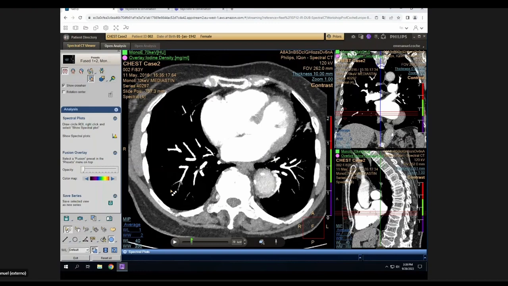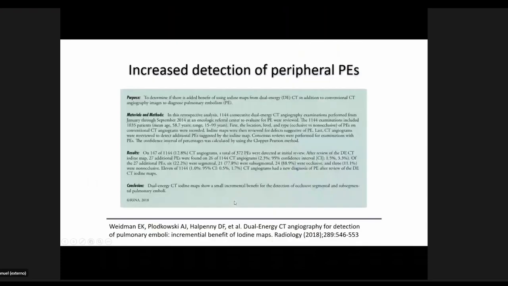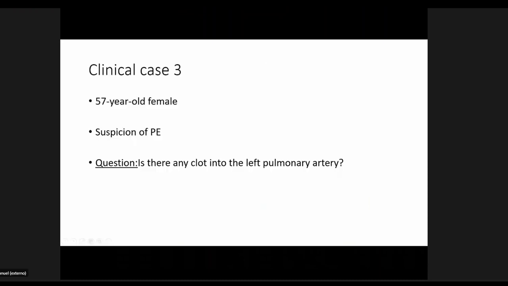But added value here, or from the icon, was certainly to detect very tiny clot with some perfusion defects in front of the occlusion. So it has been shown in the literature that there was some added value of spectral CT, and the added value showed there was some benefit, a small incremental benefit, a few percent for the detection of occlusive segmental and subsegmental pulmonary emboli. So that's it for this case. Are there any questions for this case?